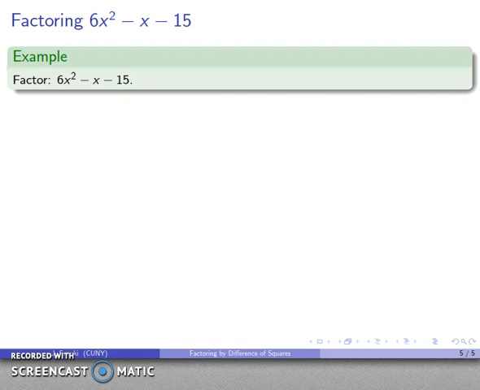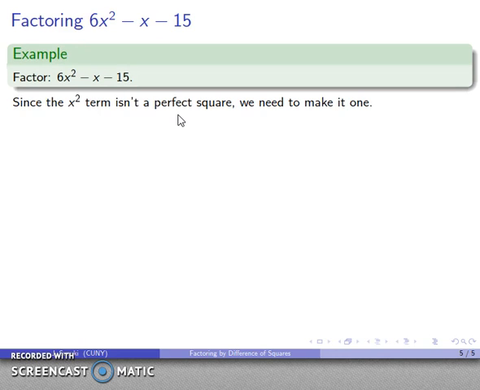All right, well, let's take a look at another example. So here's something: 6x squared minus x minus 15. Here, our coefficient of x squared is not equal to 1, and that's going to require us to make some changes when we complete the square. So let's go ahead and take a look at that.